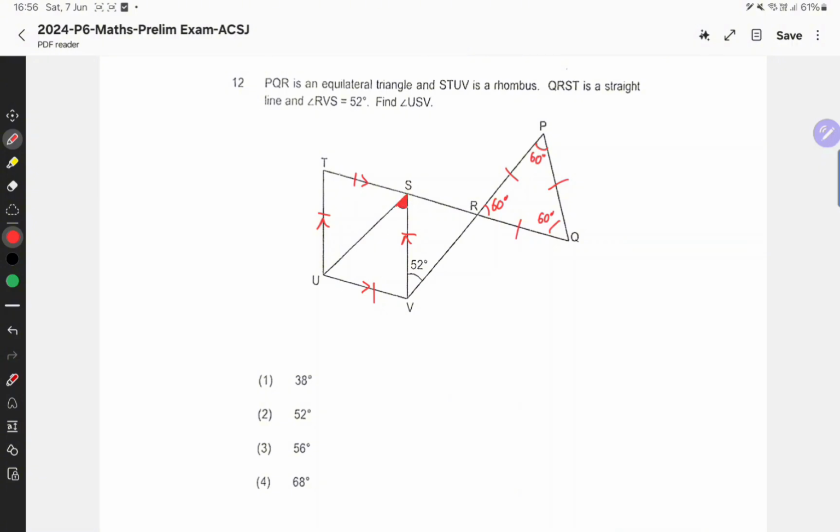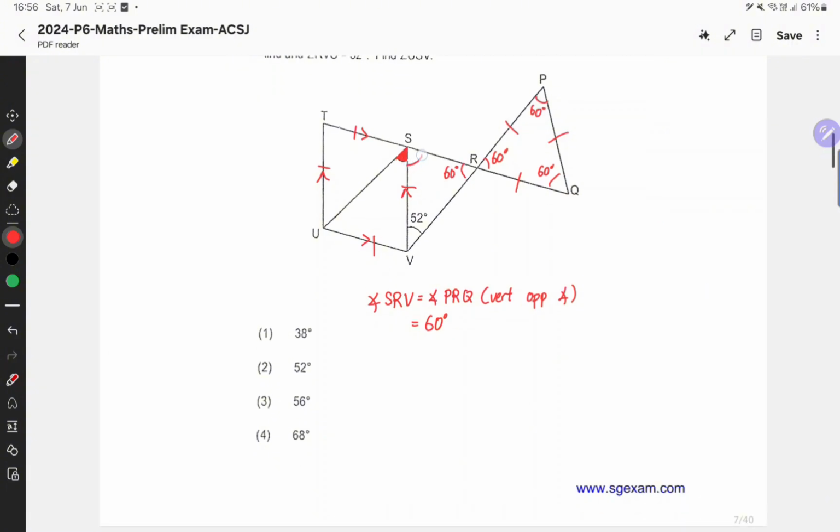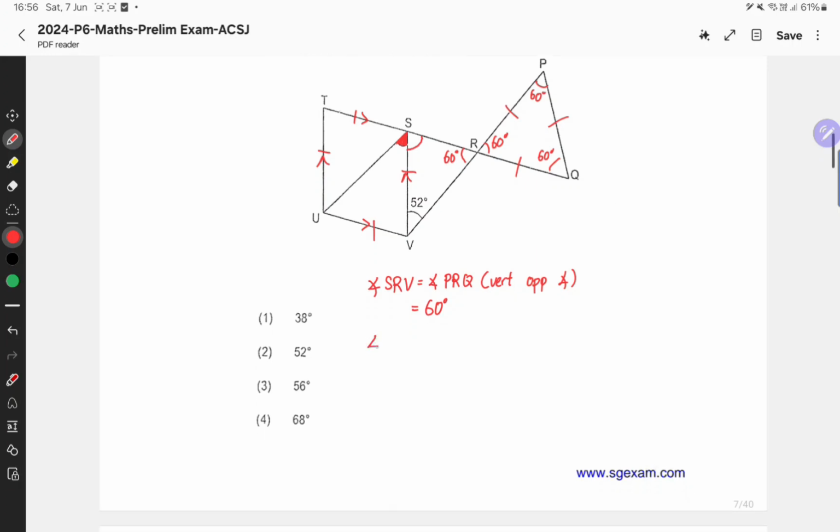The first thing we're going to do is find out what this angle is. Angle SRV is equal to angle PRQ, 60 degrees. This is a vertically opposite angle. So straight away write down 60 degrees. The next thing we can do is find out this angle over here. Angle VSR is equal to 180 degrees minus 52 degrees minus 60 degrees.